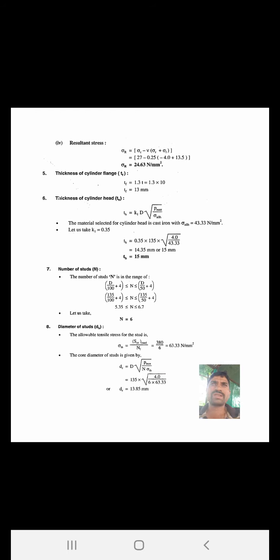We have seen a number of theories. With the help of those theories, you can calculate the resultant stress. Sigma r is equal to, in bracket, sigma c minus mu into sigma r plus sigma t. If you put the circumferential stress, longitudinal stress and radial stress values, the resultant stress you will get is 24.63 Newton per mm square.